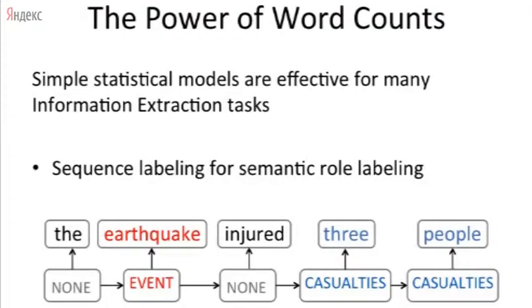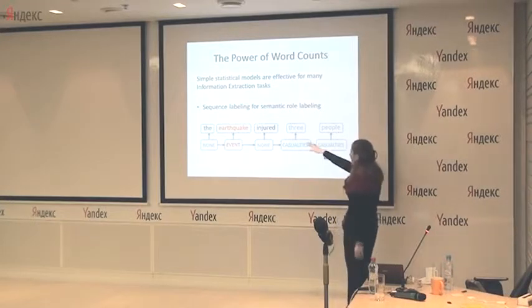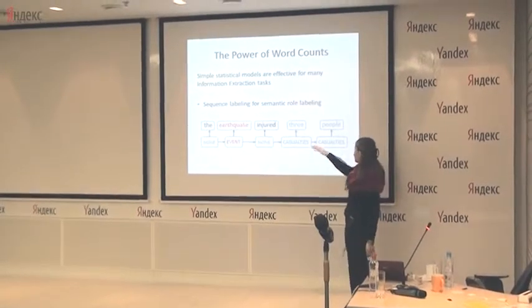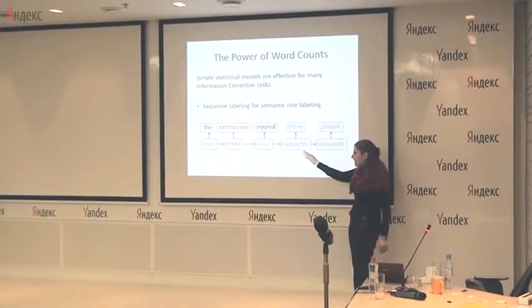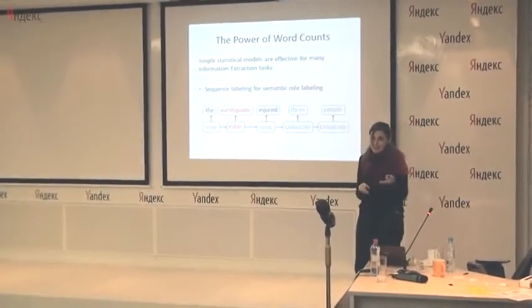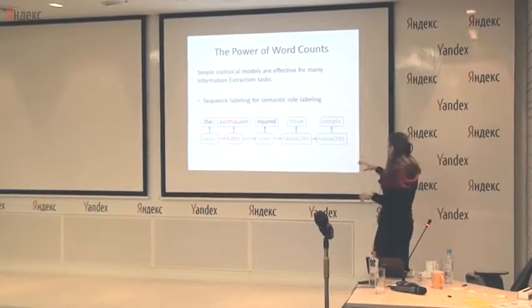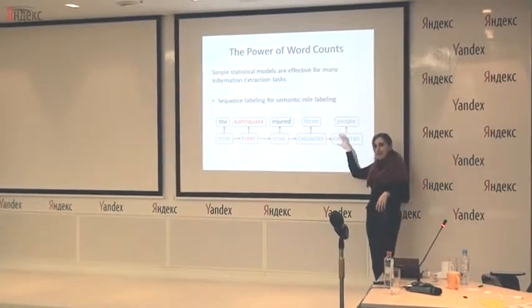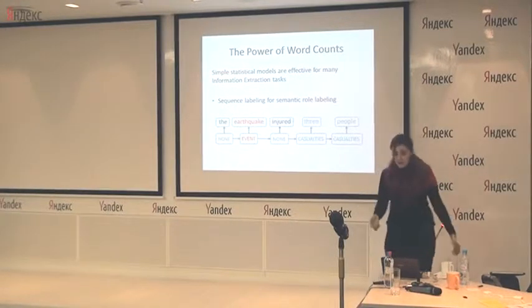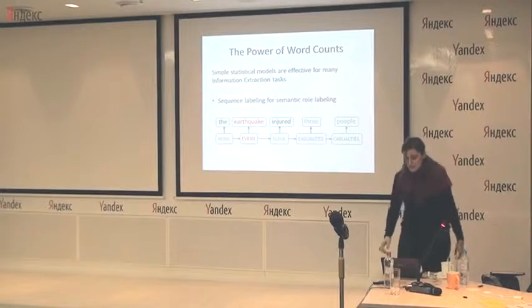Even if you look at a more complex task, like semantic analysis, say I want to label every word with what kind of role it has. You have a sentence, the earthquake injured 3 people, and the semantic roles that you may want are event and number of dead people. So you would have just 3 classes: none, the type of event, and the number of casualties. And in this case, you can use a standard sequence label prediction model to identify these roles. It can be an HMM or CRF or whatever you like. And those things work quite well.